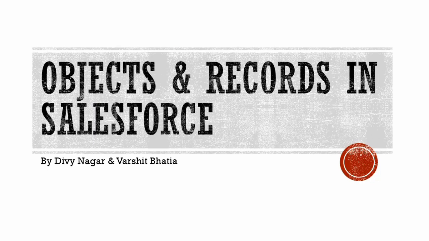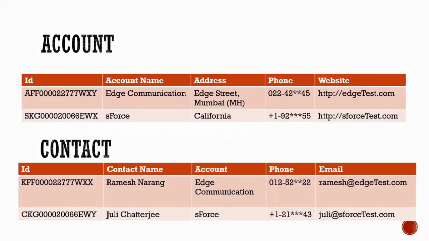So there are two basic objects in Salesforce. One is account and another one is contact. We haven't discussed this in Sales Cloud, Marketing Cloud or things like that, but these are almost common in every cloud. And what do they mean? We will go to that, but before that, what is an object?